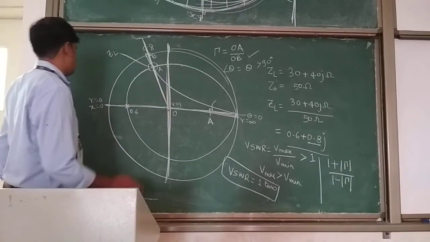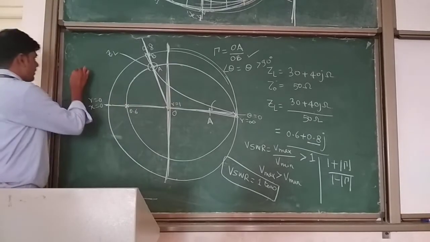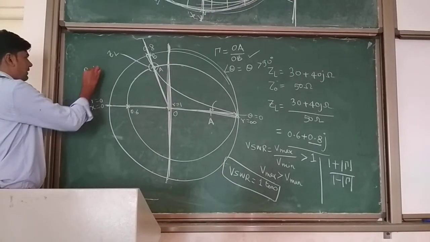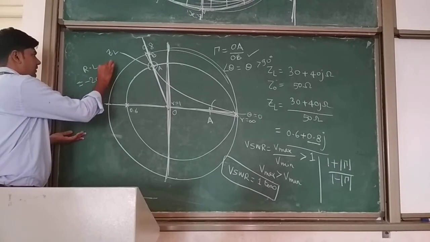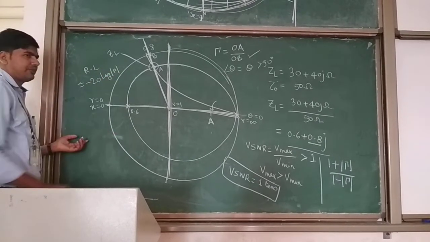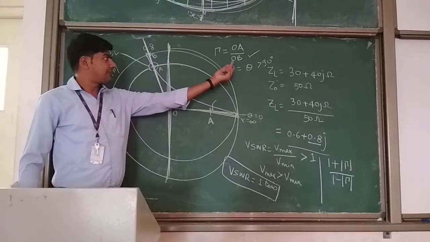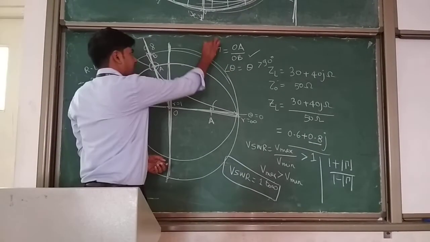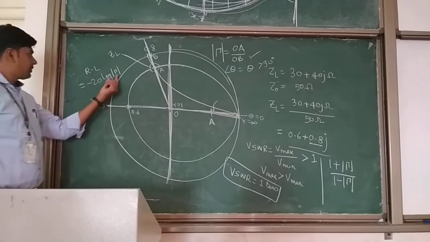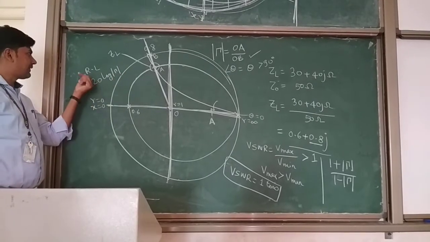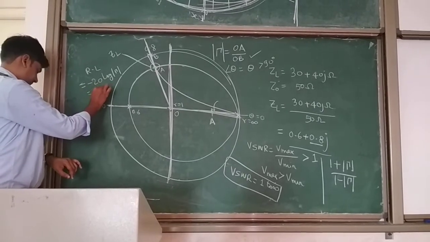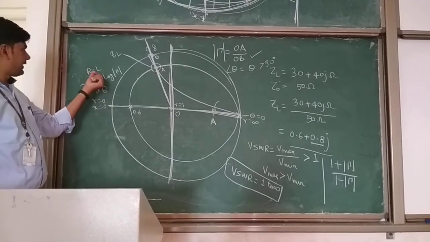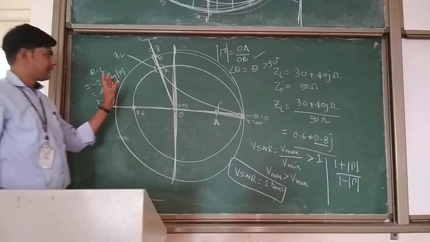Next comes return loss. Return loss can be calculated by taking the formula minus 20 log mod of the reflection coefficient. Once you calculate the reflection coefficient magnitude from here, feed the value here and get the return loss. This will be in dB, so you get the value in dB.